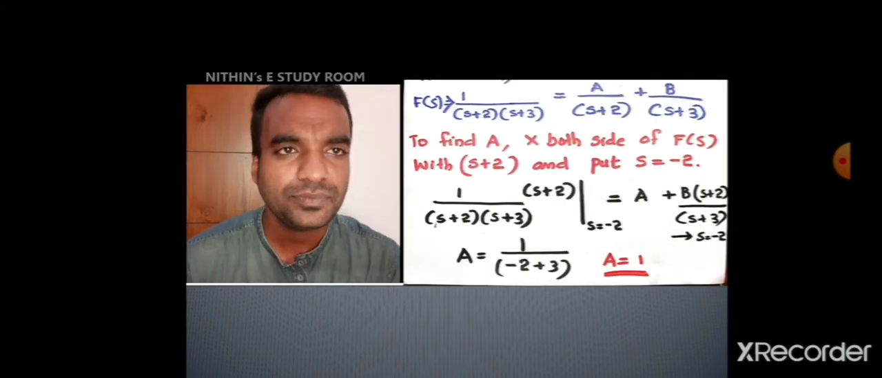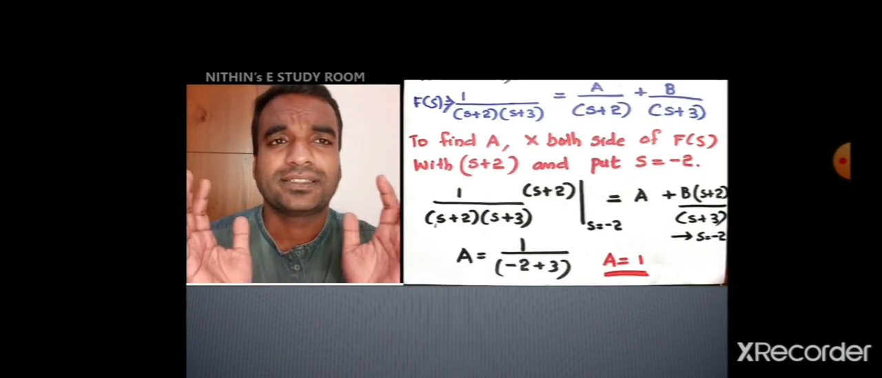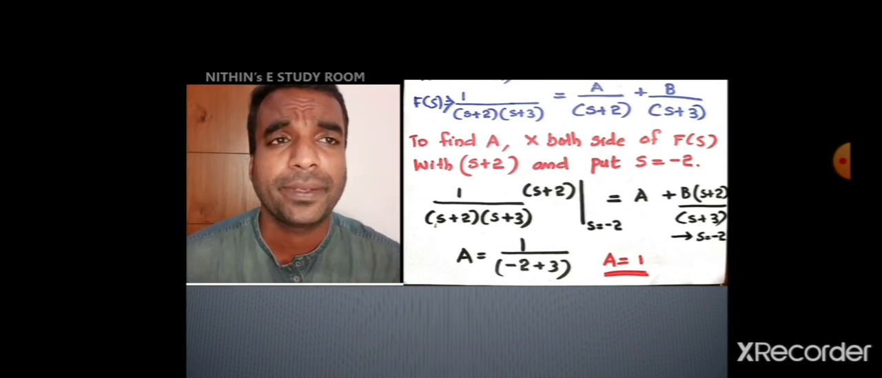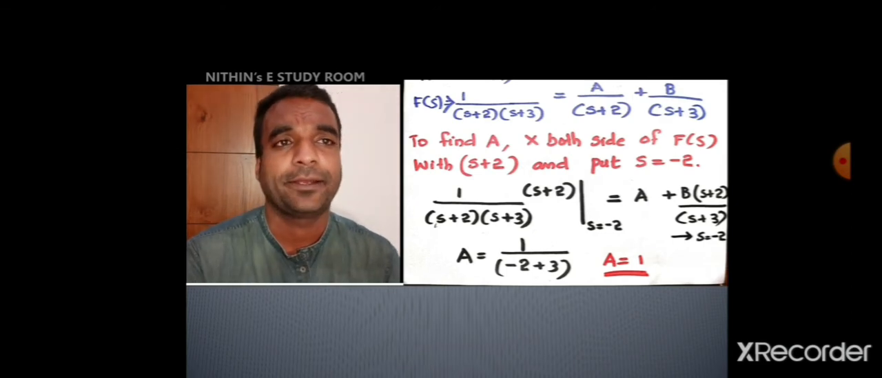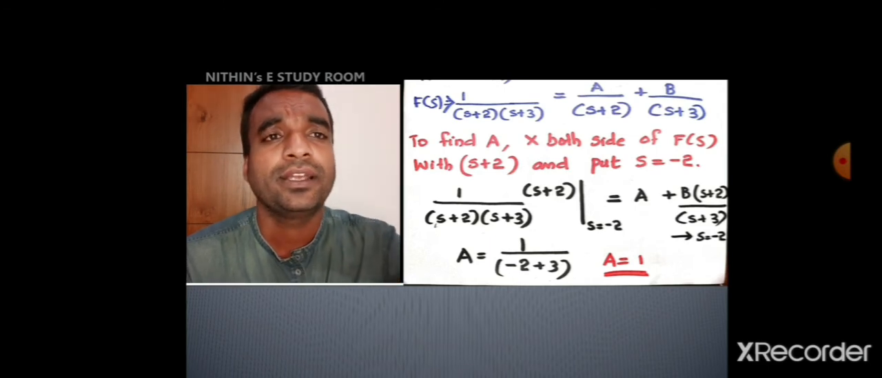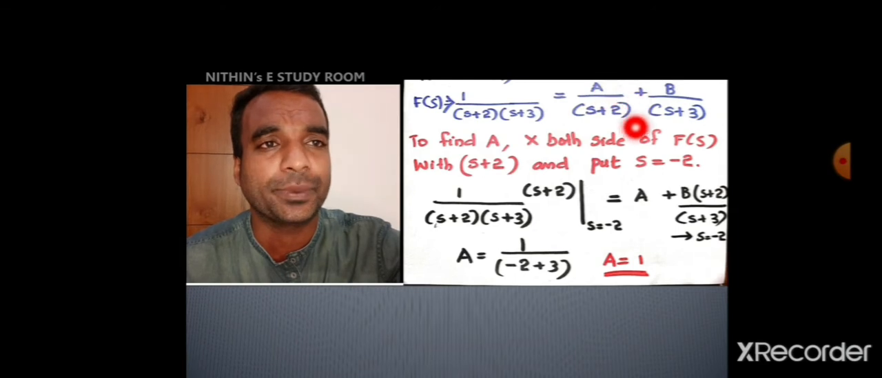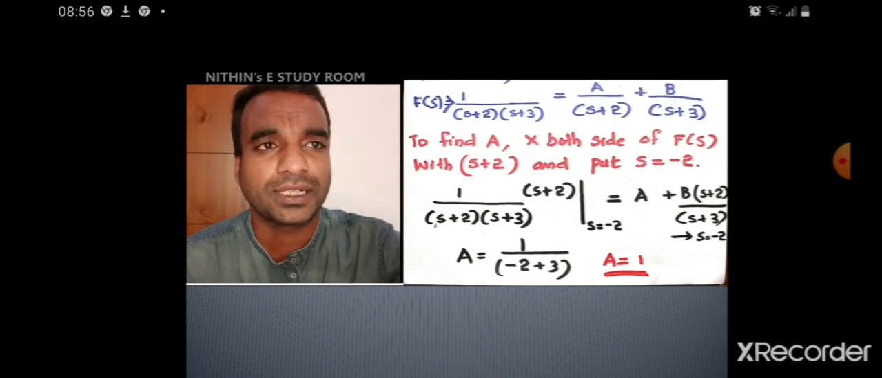Okay. Now, F of s is a function in s domain. F of s is 1 by s plus 2 into s plus 3, that is equal to a by s plus 2 plus b by s plus 3. So how can we find a? Systematically speaking, to find a, you have to cross multiply both sides with the denominator of a. The denominator of a is s plus 2. So you have to cross multiply both sides with s plus 2.